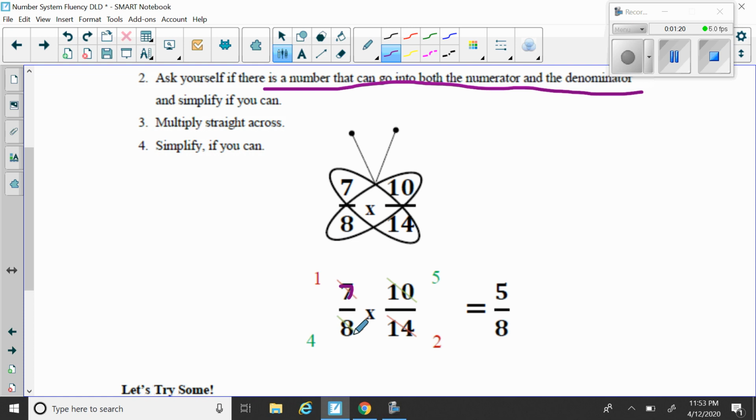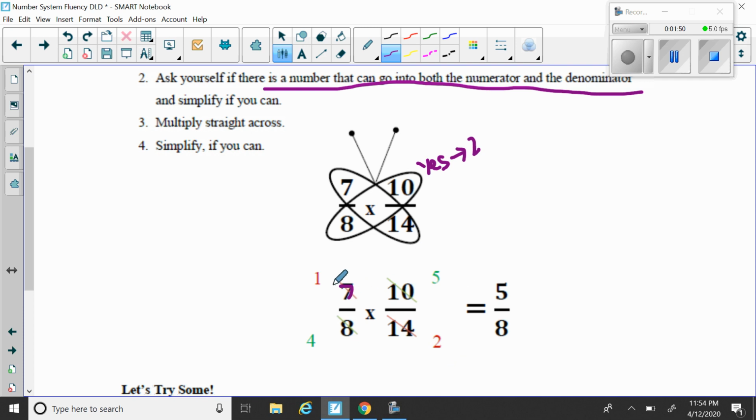And then we do it the other way, 8 and 10. Is there a number that goes into both 8 and 10? My answer would be yes, so I can simplify that. What number goes into both of these? 2. 2 goes into 8 four times, so it changes to a 4. 2 goes into 10 five times, so that changes to a 5. So that's how we cross cancel there.